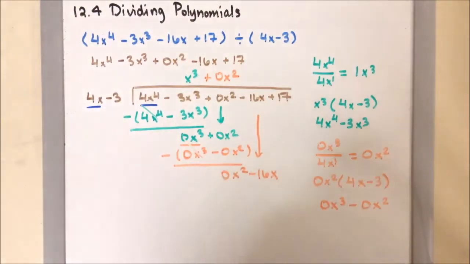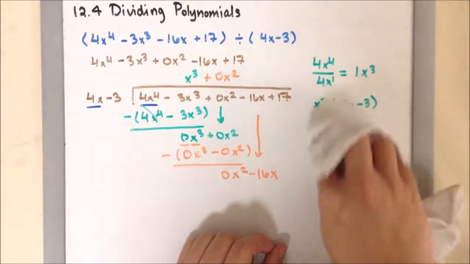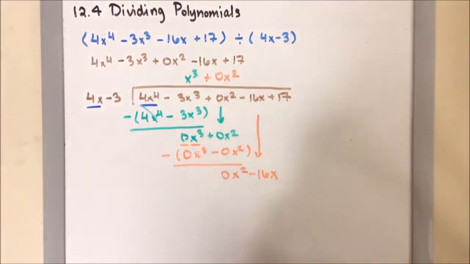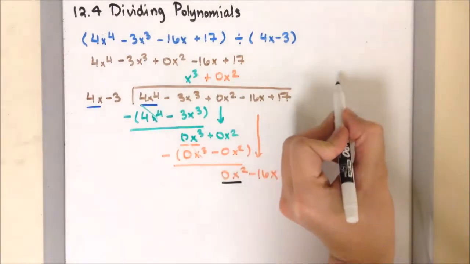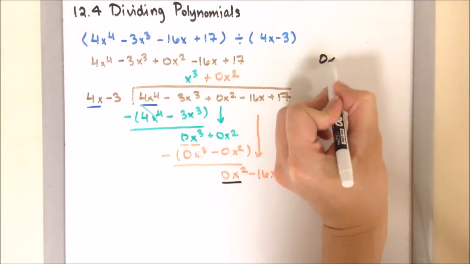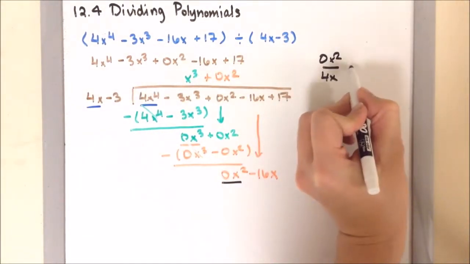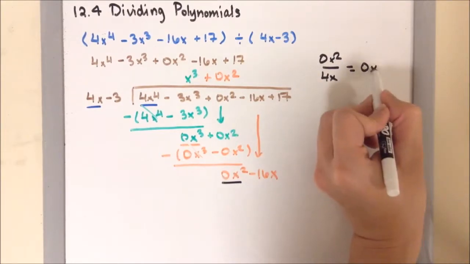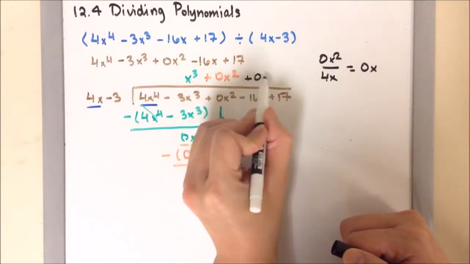Alright, I'm going to erase to make more room, but this is basically my work. So it's a repeating cycle. So we're going to start off with 0x squared divided by the 4x. So 0 divided by 4 is 0. X squared divided by x will be x. And now I'm just going to put plus 0x.